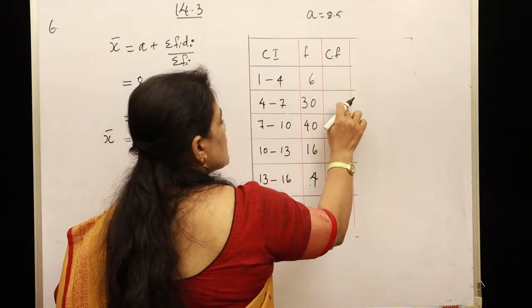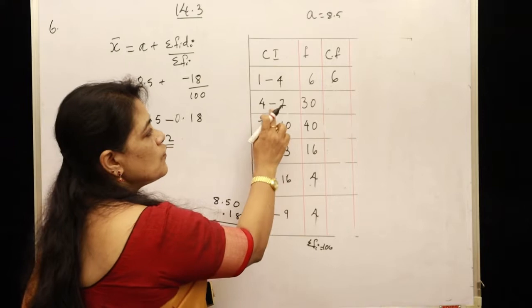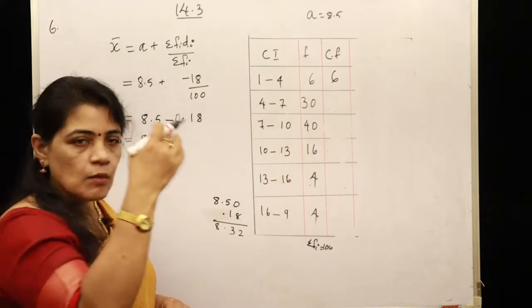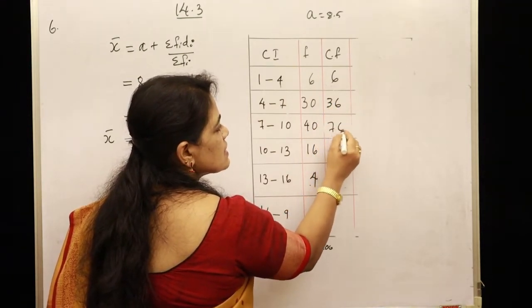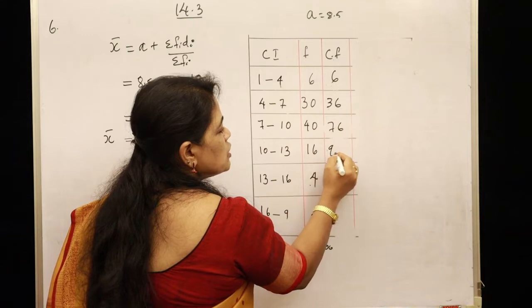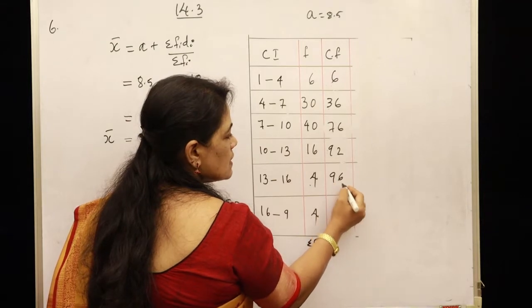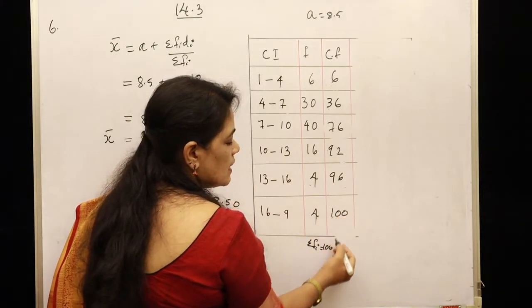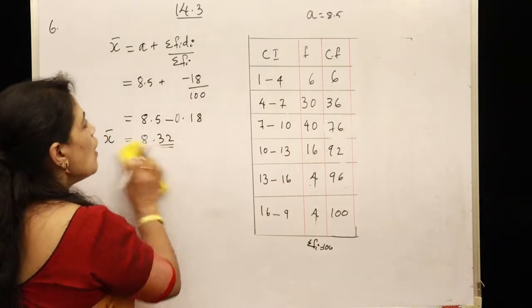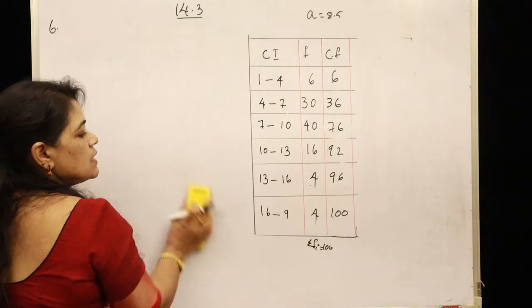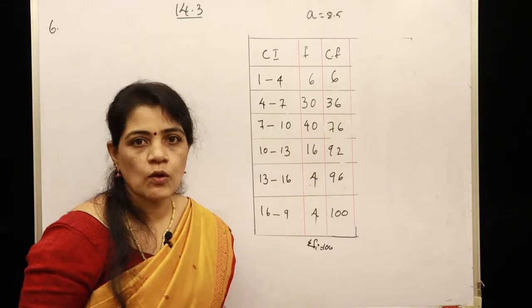So the CF of the first class interval is the frequency itself. The CF of the second class interval is the sum of the first and the second, that is 36. And 76. Here comes 92. 92 plus 4 is 96, and 100. This 100 and the total frequency will be the same. The cumulative frequency of the last class interval and the sum of the frequencies must be the same. That means our calculation is okay.